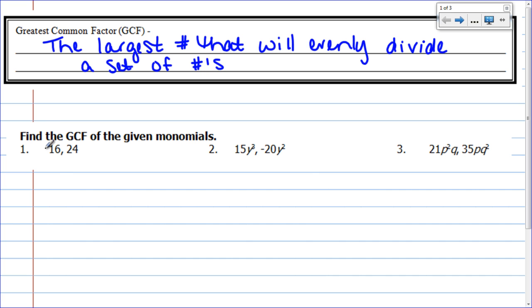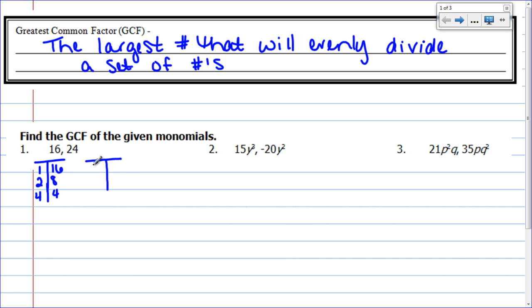So number one's real easy, 16 and 24. We're just going to find the greatest common factor, which like I said, most of you can probably do in your head. But we're going to put a T under each number. And in that T, we're just going to list all of the factors of that number, starting with the first one in numerical order and going down. So the first factors would be 1 and 16. Then we would have 2 and 8. Then we would have 4 and 4. And then 4 and 4 is again the next one. You've now repeated, so we're done.